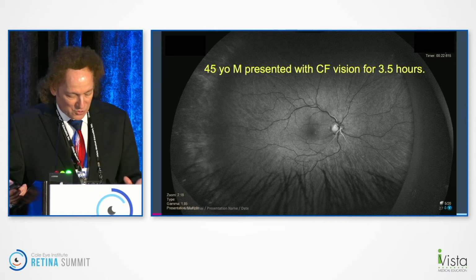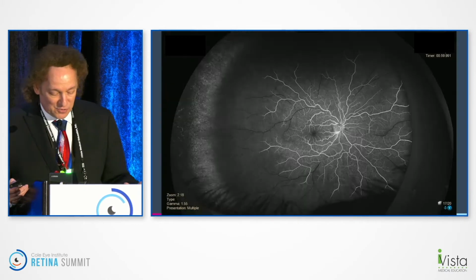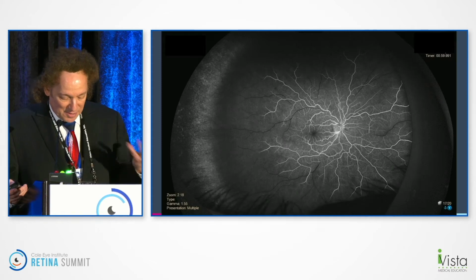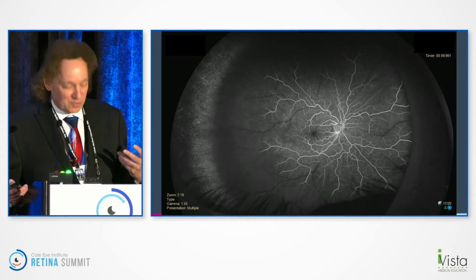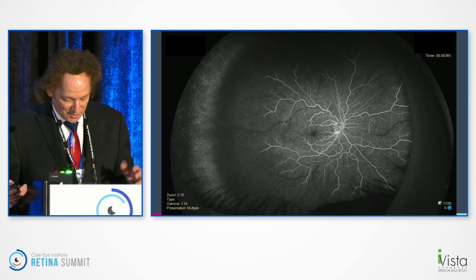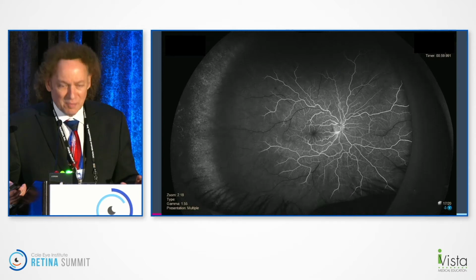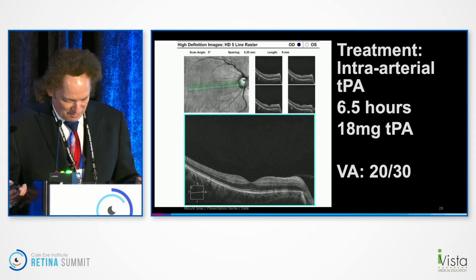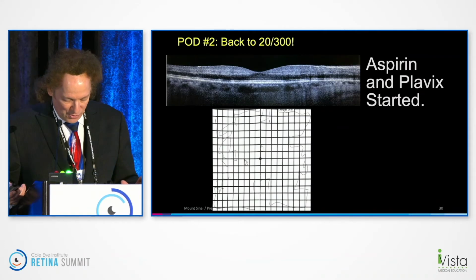Here's another patient who actually presented with count fingers vision in 3.5 hours. And you can see the patient had a fluorescein before they showed up. And there's really no flow within the arteries, but there's a little bit of collateral flow that makes it into the venous branches. And you can see here that there's sort of a diffuse loss of definition of layers. And after treatment, the patient came back to 20/30.